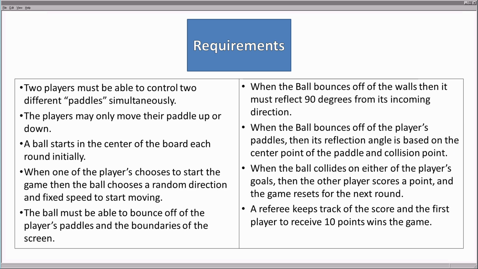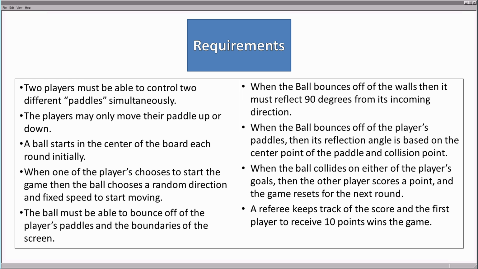Let's first establish some requirements. Two players must be able to control two different paddles simultaneously. The player may only move their paddle up and down. A ball starts in the center of the board at the start of each round. When one of the players chooses to start the game, the ball chooses a random direction and fixed speed and starts moving. The ball must be able to bounce off the players' paddles and boundaries of the screen.